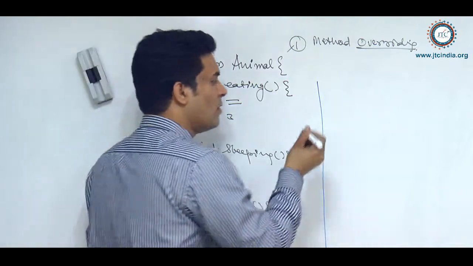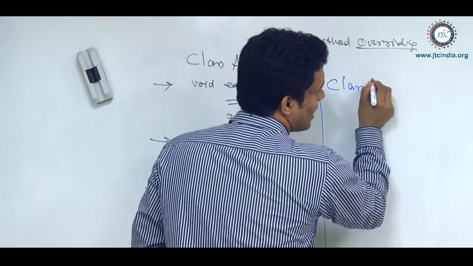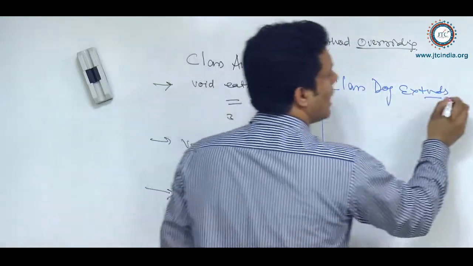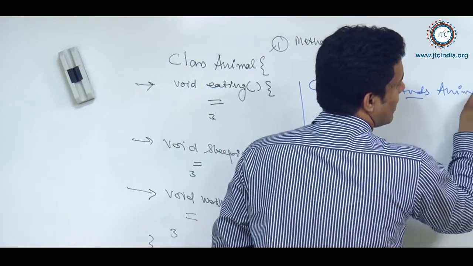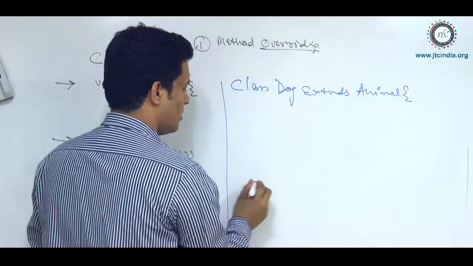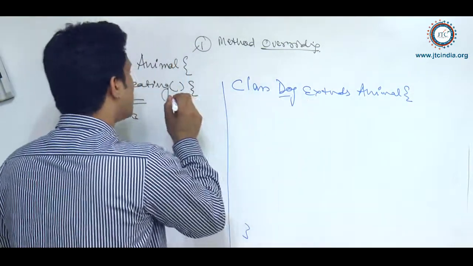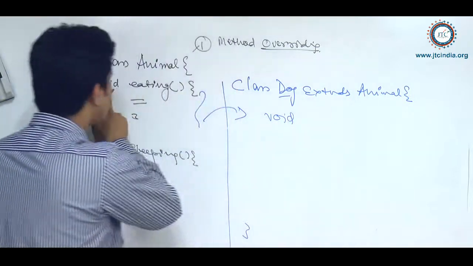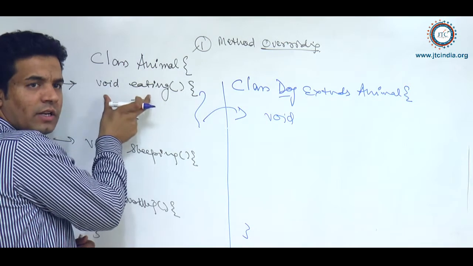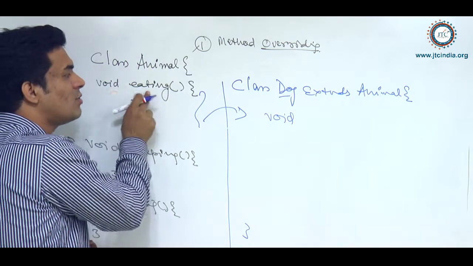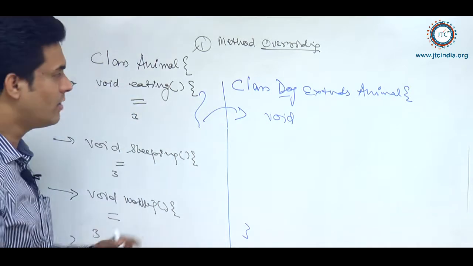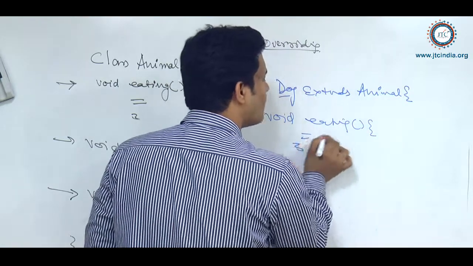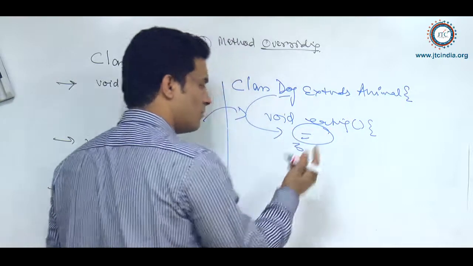So let's suppose we are writing a class called dog, which extends Animal here, right? Now when it is extending the animal, the dog could eat in a different manner. So we must write the same signature here. Whatever signature is available here, we must write the same signature. We should not make any changes in this, right? So void eating we are overriding here, and we are writing our own implementation according to the dog, right?